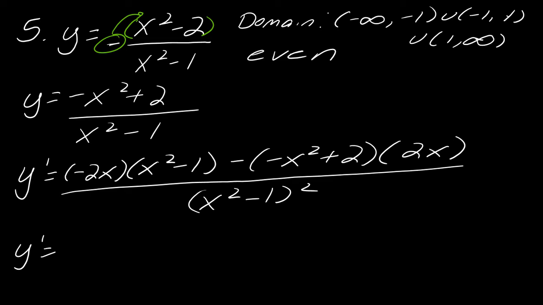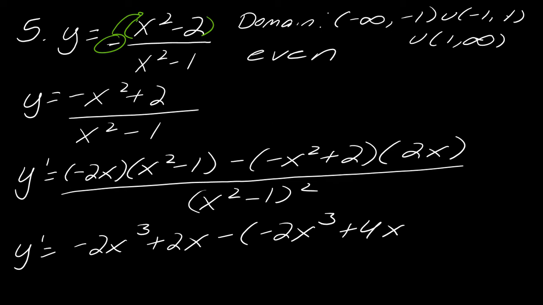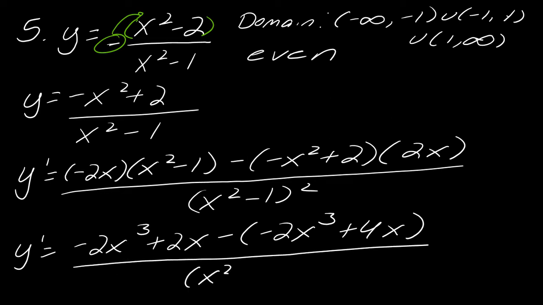And now I'm going to start simplifying. I have to be careful when I do this. I have to actually multiply everything out. You cannot cancel this out with this. That is illegal. You could cancel out this x squared minus 1 if this and this both had x squared minus 1, but they don't. Okay, so this becomes negative 2x cubed plus 2x minus, and then this will become negative 2x cubed plus 4x. Do I have that right? Yeah, I have that right. Okay, all of that over x squared minus 1 squared. Okay, so let me clear some space.